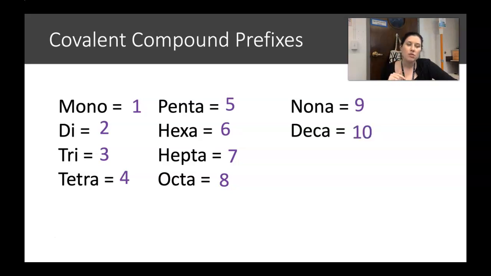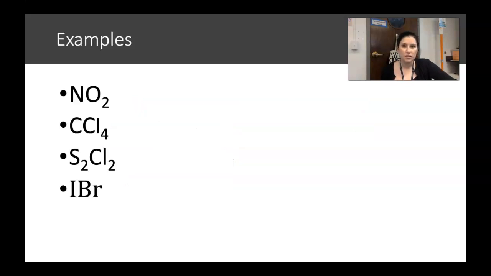So maybe from physics you remember a decameter was 10 times as large as a meter. Or in the Olympics, you can run a decathlon, and that is 10 different events. All right, so make sure you have each of these written down. Now let's use these to do some practice.